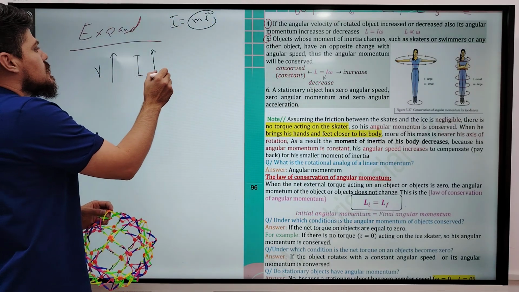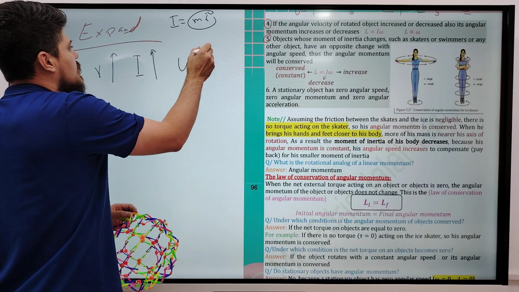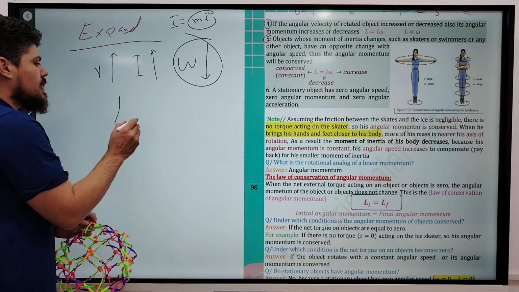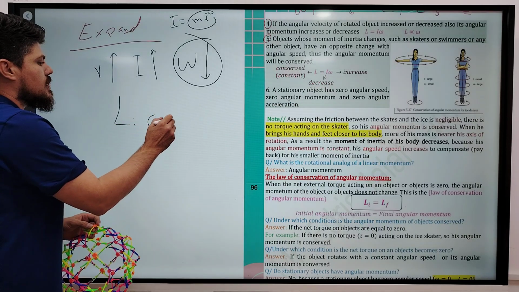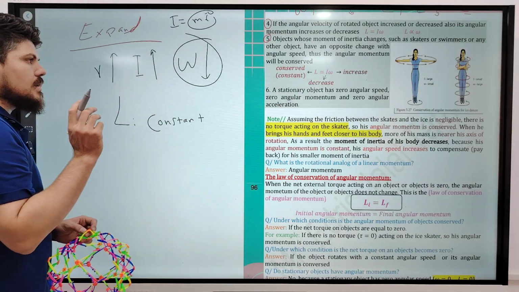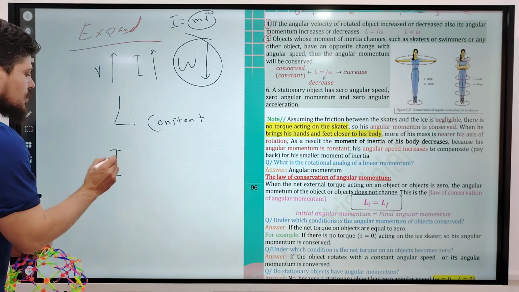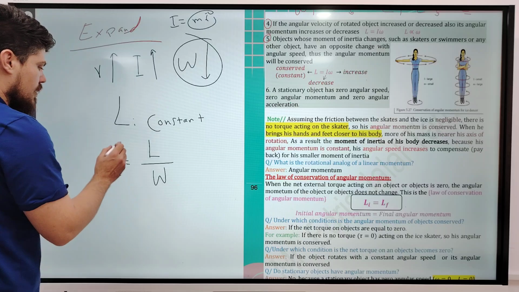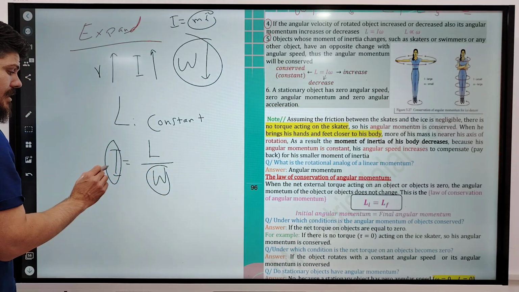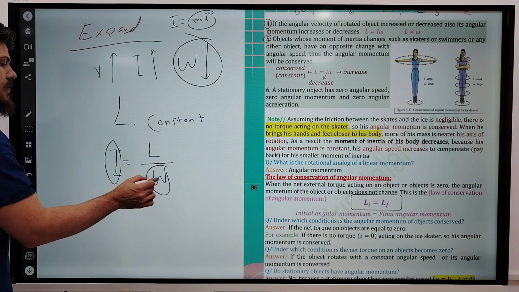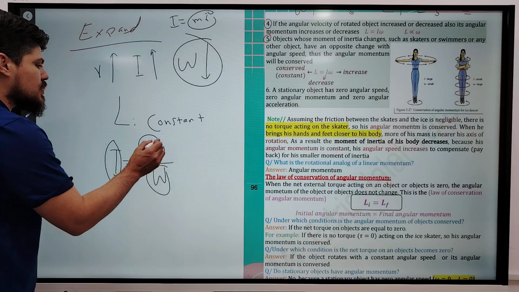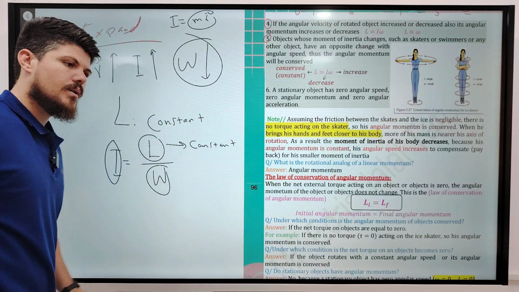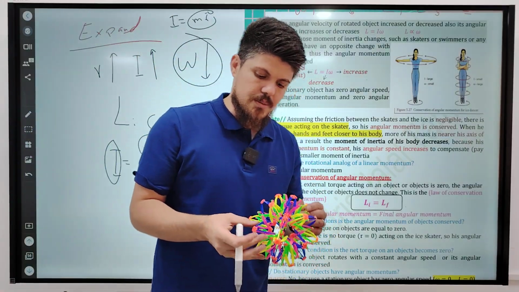So when I increases, what happened to the angular speed? Angular speed decreases. Okay? What about L? L is constant. As I told you, I is equal to L over omega. When are moment of inertia and angular speed inversely proportional to each other? At constant angular momentum.